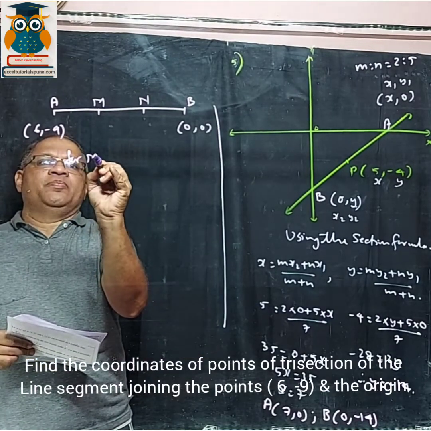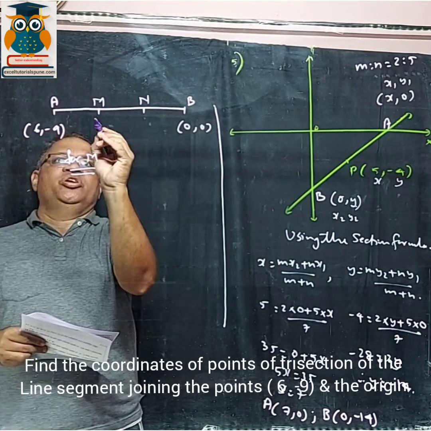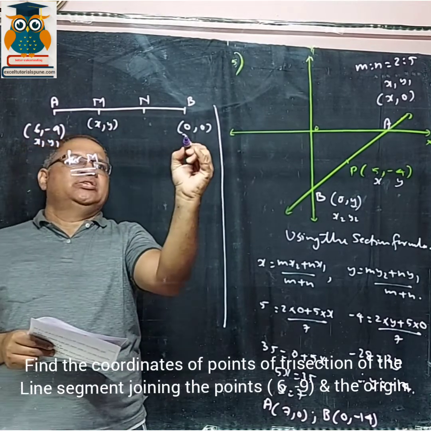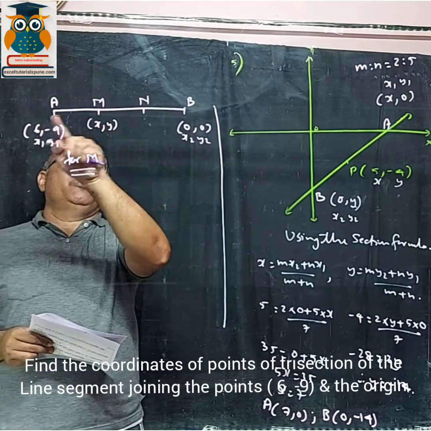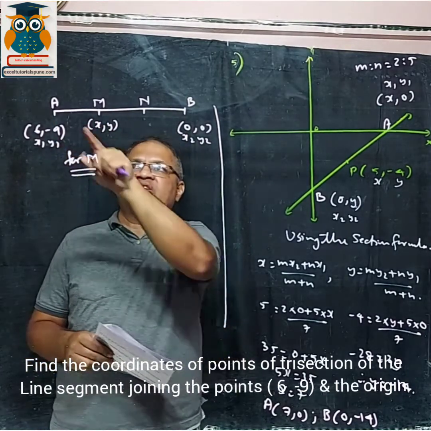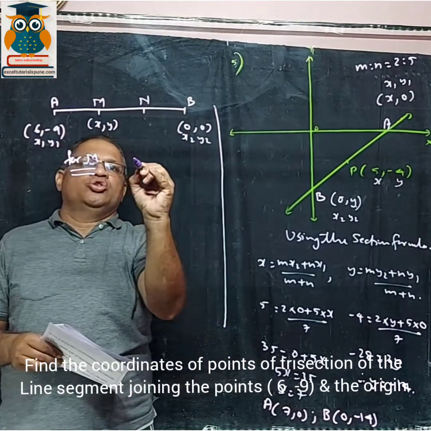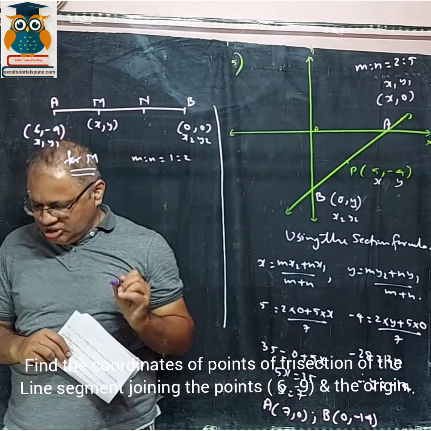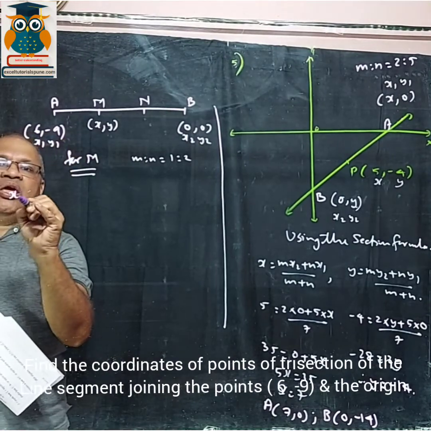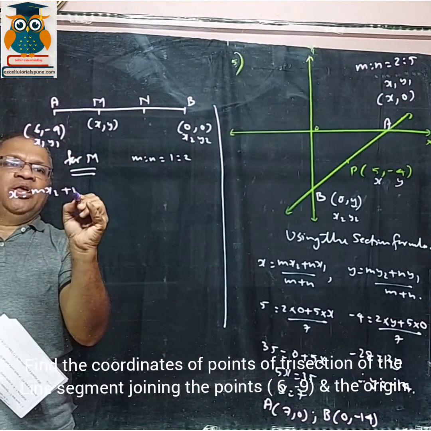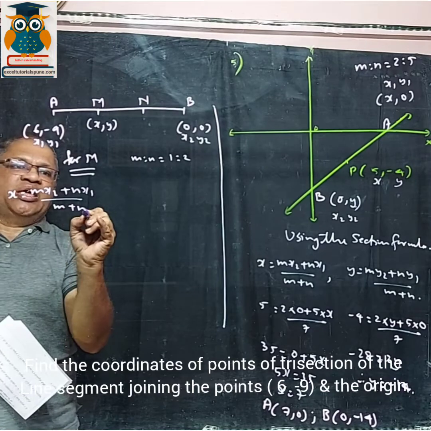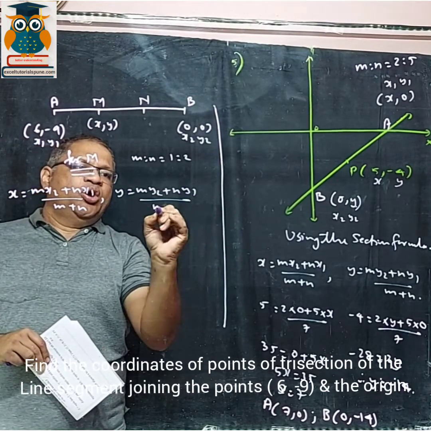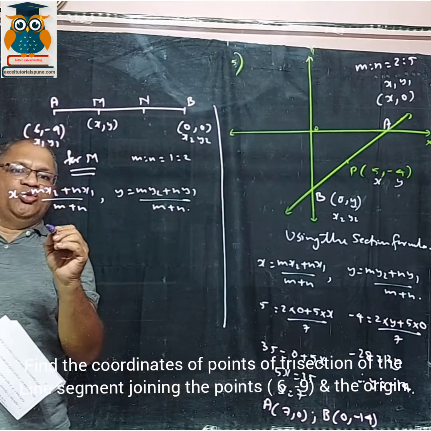So for M we take this as X and Y, this as X1, Y1, this as X2, Y2. M divides AB in the ratio what? Just see, 1 part and 2 part. So ratio is 1:2. So use the section formula. X is equal to mx2 plus nx1 upon m plus n. Y is equal to my2 plus ny1 upon m plus n. Substitute the values.